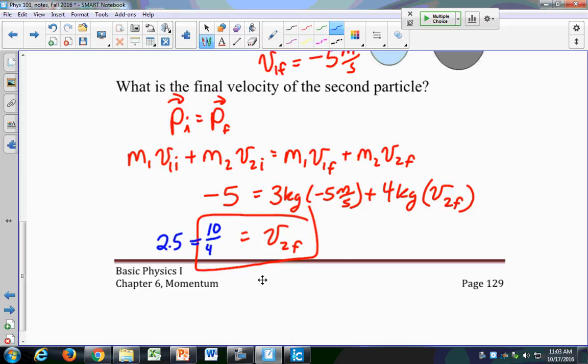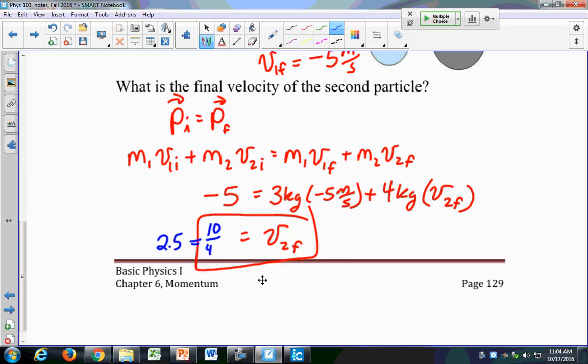So you'll have two objects. They'll be moving in either the x or the y direction, and you can set their momenta equal to one another. Please? How would you know V1 is negative 5? Oh, I gave V1F in the initial problem. So he asked, how do I know that V1F is negative 5? It's just given to you.